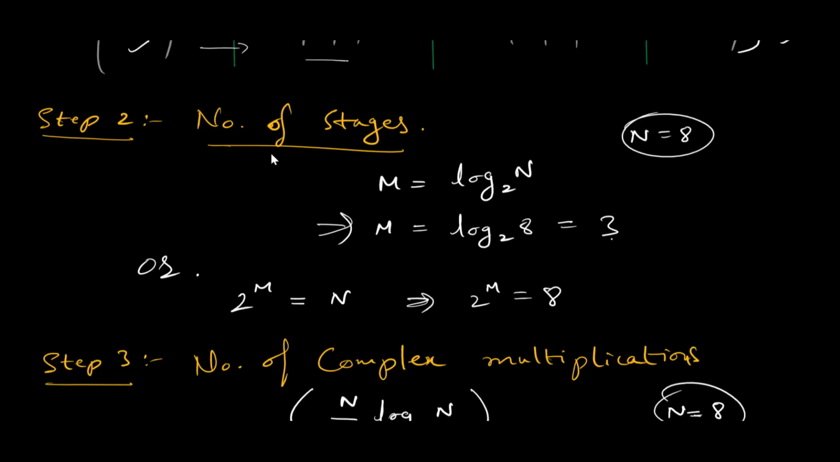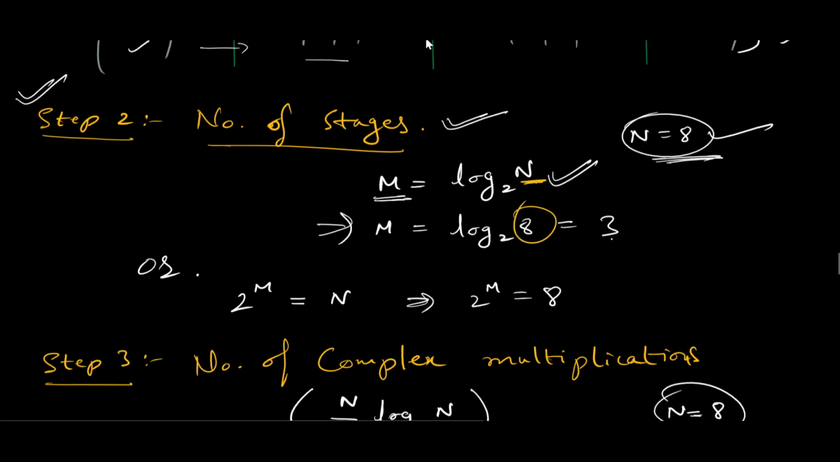Now moving on to step number 2, where we calculate the number of stages. We are given N equal to 8, meaning the number of samples is 8. The number of stages is represented by capital M, which is log to the base 2 of N. Substituting N with 8, and knowing log to the base 2 of 8 is 3, we get the number of stages equal to 3. Alternatively, this is a radix 2 system because the base is 2.